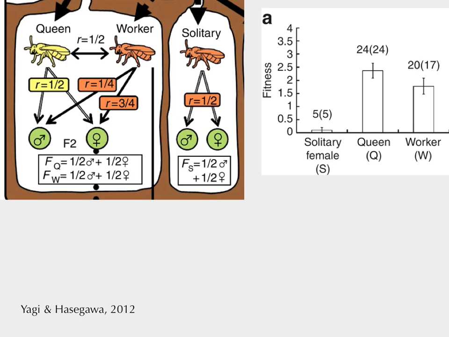The workers are all female. Yeah, so queens are female, workers are female, solitaries are female, and they're diploid. The only haploid ones here are the males.